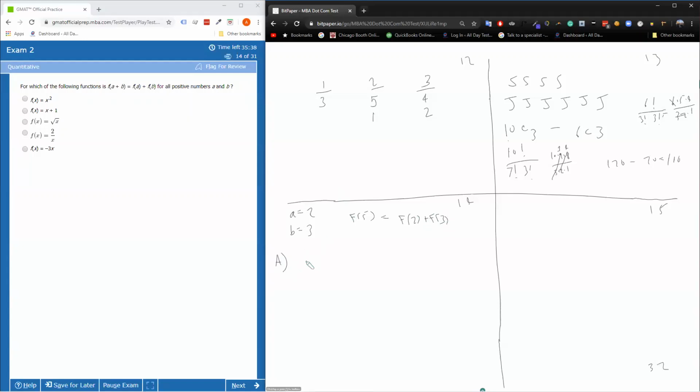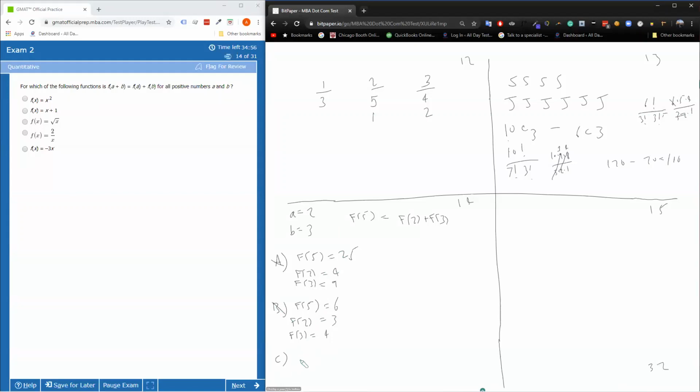So for A, f of 5 would be 25. F of 2 would be 4. F of 3 is 9. 9 plus 4 is not equal to 25. A is out. For B, f of 5 is equal to 6. F of 2 is equal to 3. F of 3 is equal to 4. 4 plus 3 is not equal to 6, even though it's close.